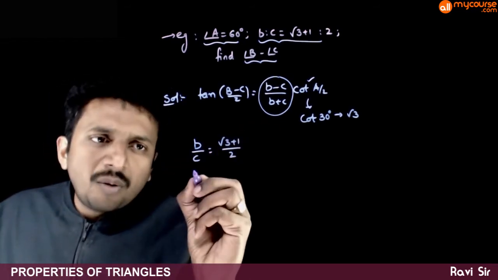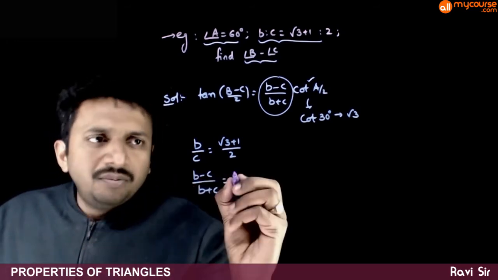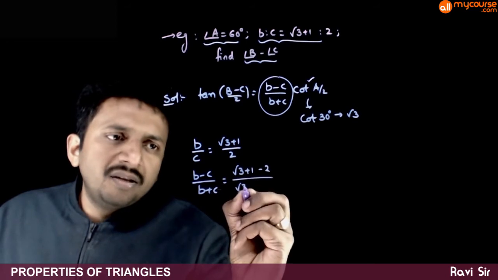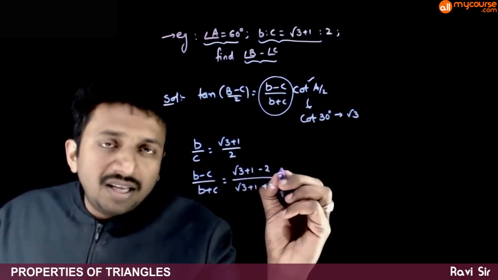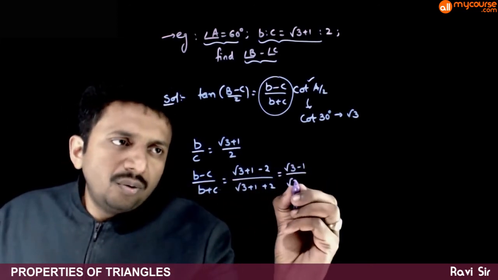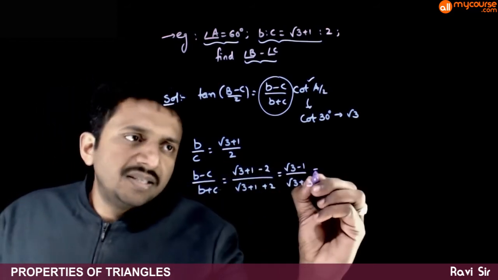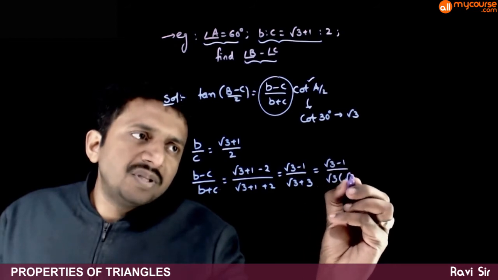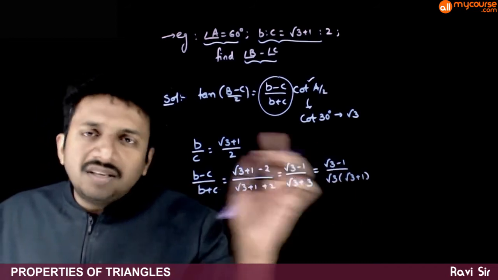So if you use componendo and dividendo, (B minus C)/(B plus C) is equal to (root 3 plus 1 minus 2)/(root 3 plus 1 plus 2). That is equal to (root 3 minus 1)/(root 3 plus 3). That is equal to (root 3 minus 1)/(root 3 times (root 3 plus 1)). So (B minus C)/(B plus C) is this.